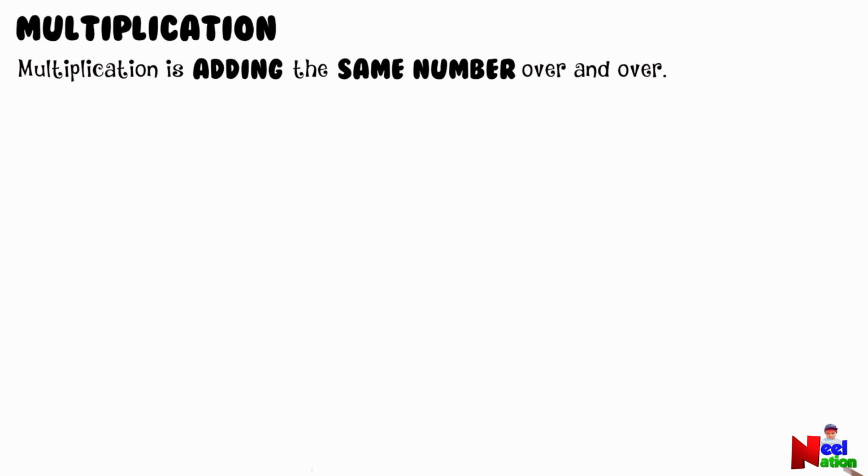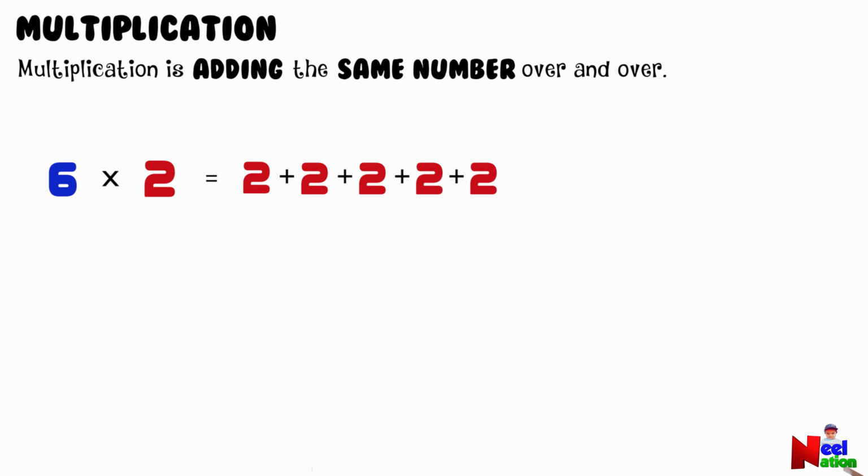Multiplication means adding the same number over and over again. Let's look at 6 times 2. This means we add 2 a total of 6 times. Let's find the answer. We start with 2. 2 plus 2 gives us 4. Add 2 again and we get 6. Then 8, then 10, and finally 12. So 6 times 2 is 12.